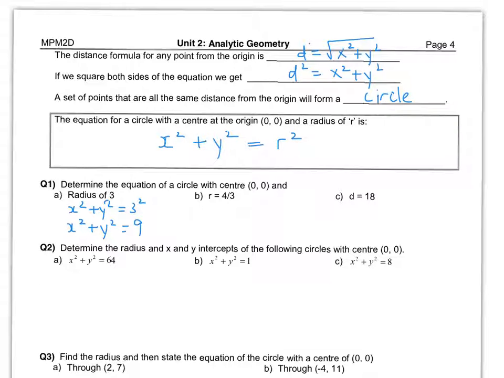Okay, try the next two. Part B has a radius of 4 over 3, and part C has a diameter, D for diameter, of 18. So just keep that in mind when you're working on that.